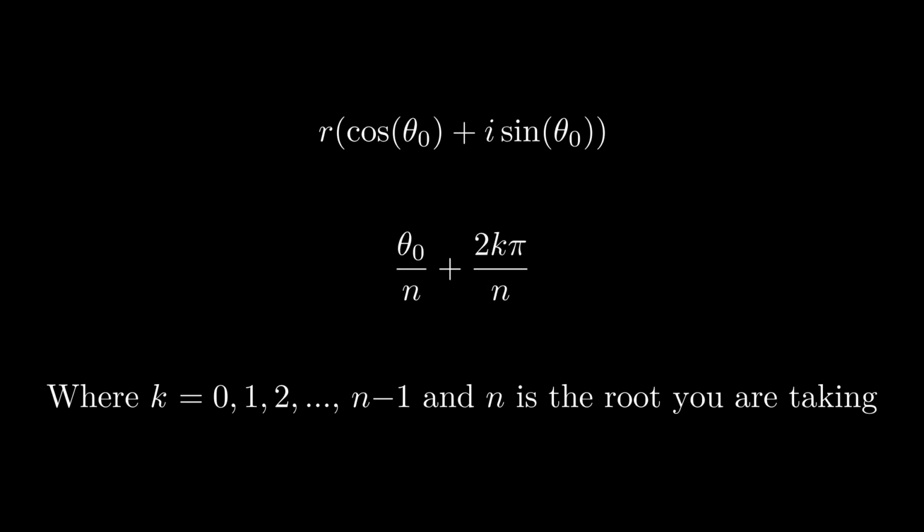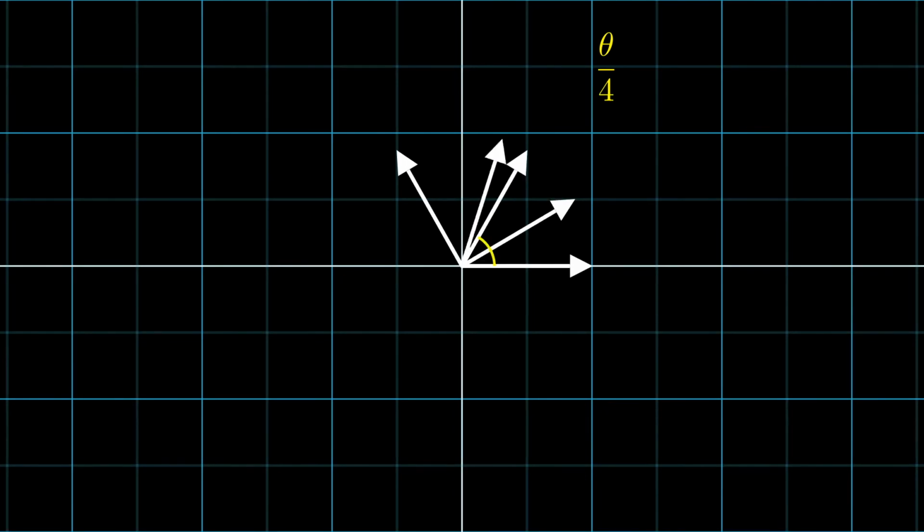A quick look at variables. n is the root that you're taking, theta is the desired angle, and k is the integer values from 0 to n minus 1. Let's start by plugging in 0 for k. After simplifying, we get theta over n, which is our first solution. If we want to land on theta degrees after n rotations of the same amount, then you would want to rotate by theta over n times. Something to note here is that theta is in radians and not degrees.